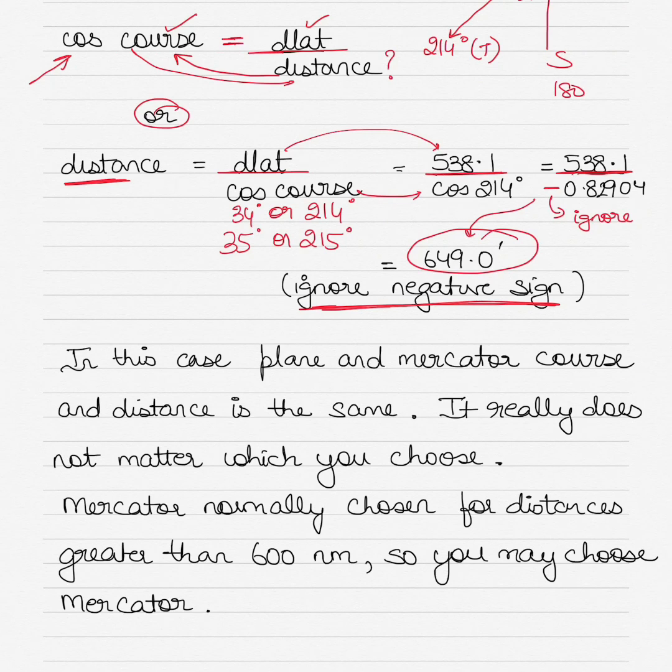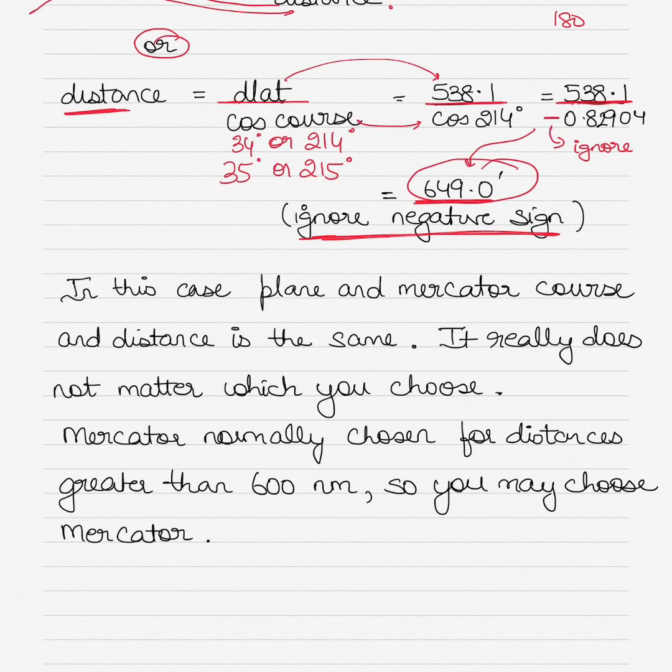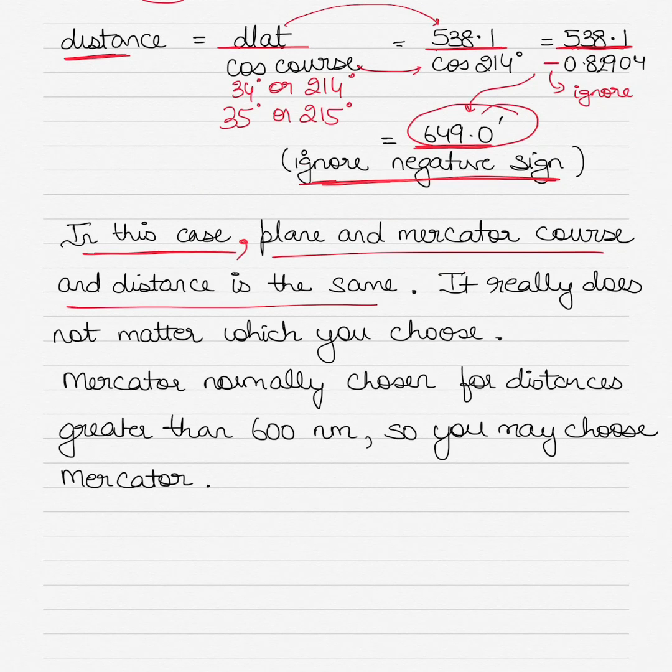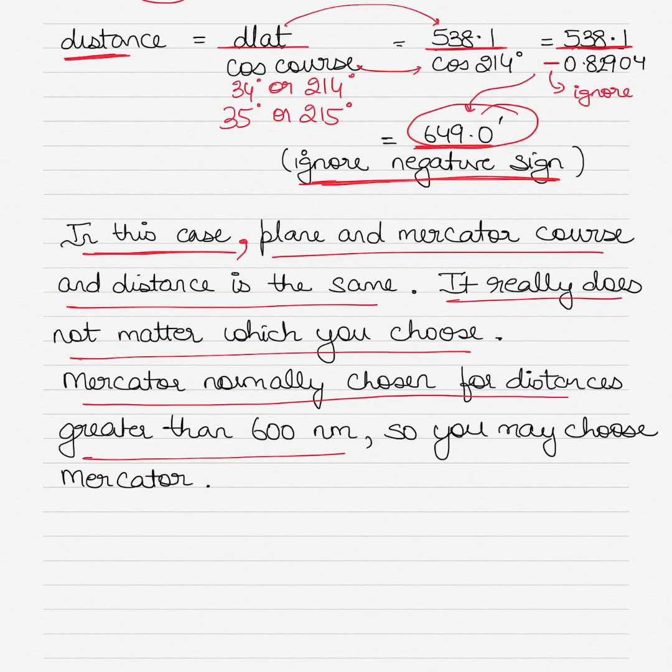But you can see here in the case where the distance is 649 nautical miles, the course and distance doesn't vary. So if you have to choose one of them, in this case, where the distance is very close to 600 nautical miles, plain and Mercator course and distance is the same. So it really does not matter which you choose. You can choose Mercator because it is chosen for distances greater than 600 nautical miles. But if you say you will choose plain because there is not much difference, you can go with plain sailing. It will not make a difference.